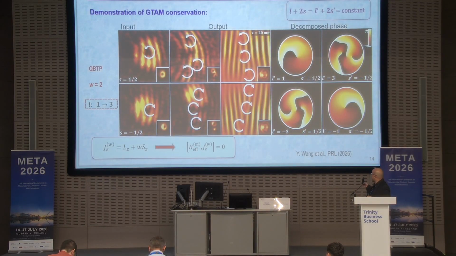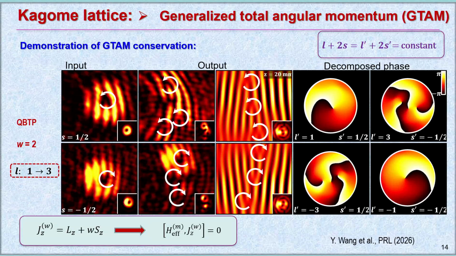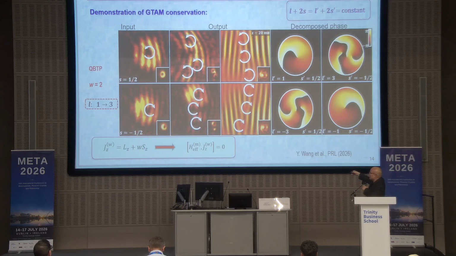The paper was just published in PIR. Here it shows the experimental demonstration. Because of this, if you excite in pseudo spin half with just the charge 1, you can create charge 3 here. If you excite with -1, you can create it with -3.